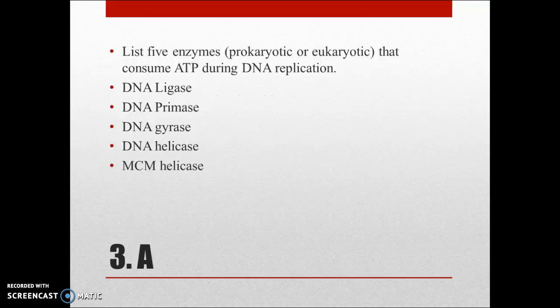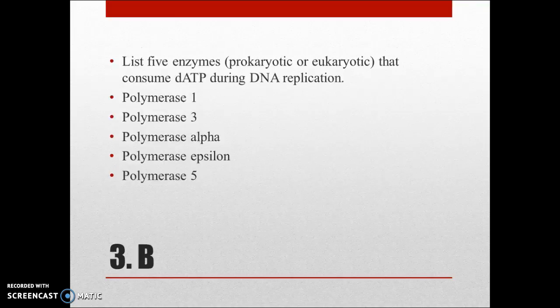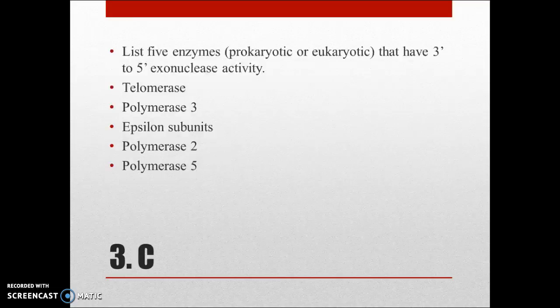So 3A. Those 5 enzymes, prokaryotic or eukaryotic, that consume ATP during DNA replication. So DNA ligase, DNA primase, DNA gyrase, DNA helicase, and MCM helicase are those. 3B. Those 5 enzymes, in both of the cell types, that consume dNTPs during DNA replication, and these can be found: polymerase 1, polymerase 3, polymerase alpha, polymerase epsilon, and polymerase 5.